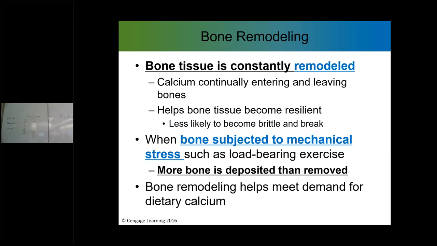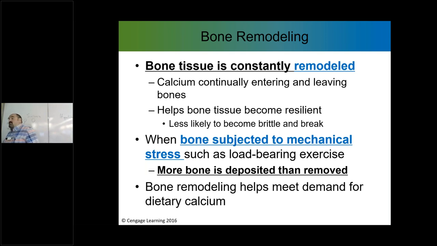The term remodeling. Do you remember when I said to you all that bone is living tissue? Hard, but it's living tissue. Full of blood, a lot of blood. I did say that old bone is being replaced by new bone. This is called remodeling. So bone tissue is constantly remodeled, and you'll see here that it helps bone tissue become resilient, less likely to become brittle and break.